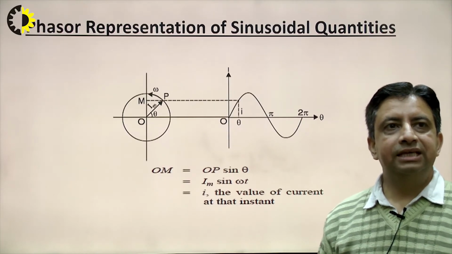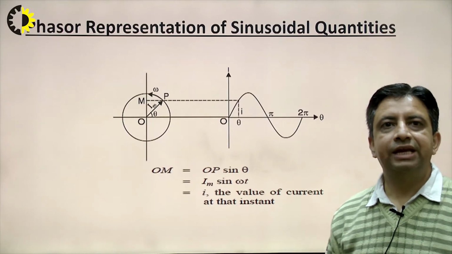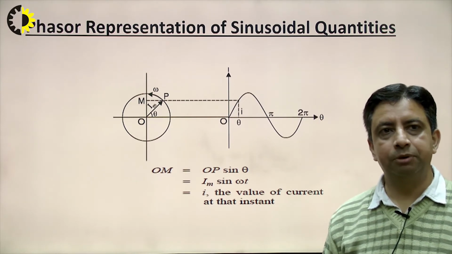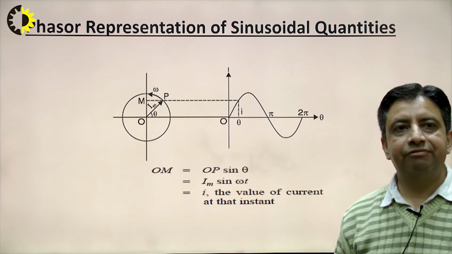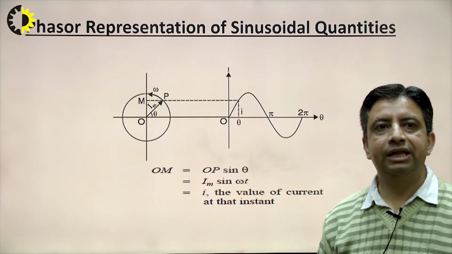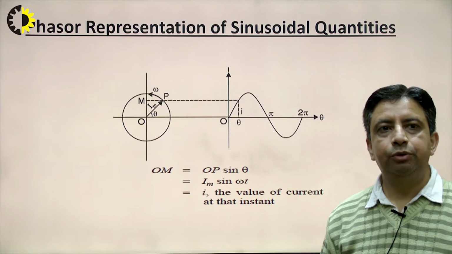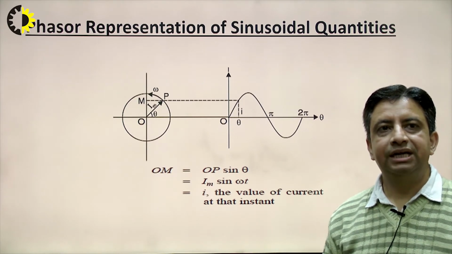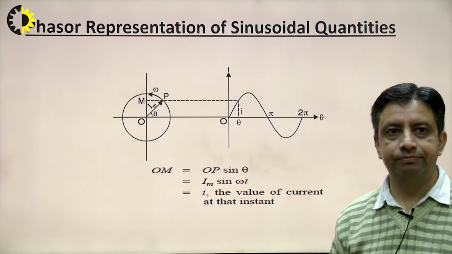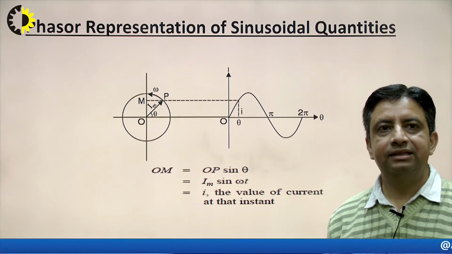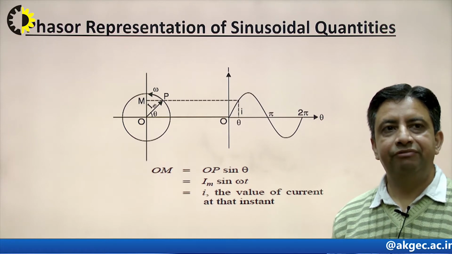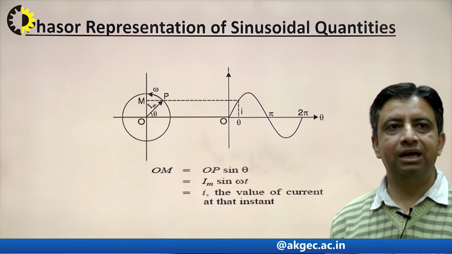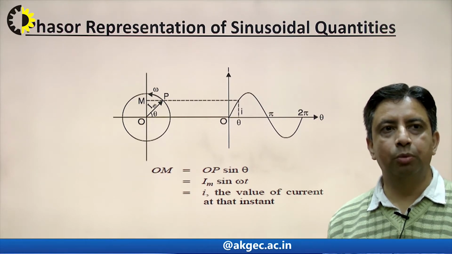Now next is phasor representation of sinusoidal quantities. For simplification of AC problems, we generally prefer to convert an alternating quantity waveform into a line. That is a very easy way of representing any sinusoidal waveform. As you can see here, this alternating current waveform shown in the figure can be represented by this simple line that is shown as OP.